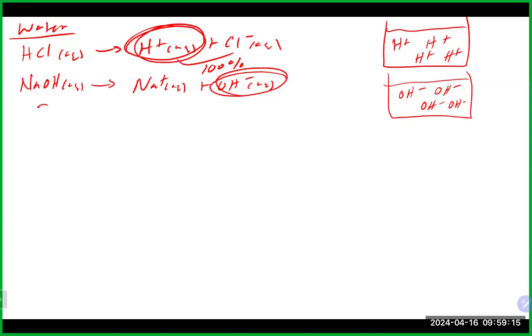Remember that the concentration of H plus and OH minus are tied to one another. So as one goes up, the other goes down and vice versa. And in this case, this is why we see a really big jump in pH when we add acid or base to a non-buffer situation. Basically, you're just dumping in H pluses and OH minuses.